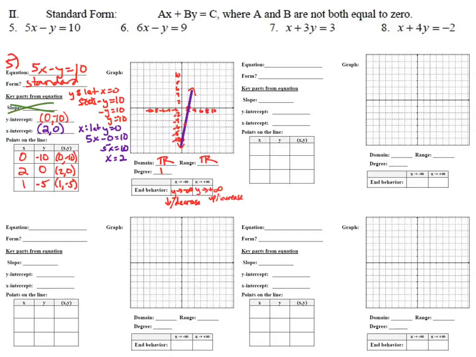All right. Let's look at one more in standard form. Let's look at number 7. So for number 7, we have x plus 3y is equal to 3. So again, we're not going to worry about the slope. We're simply going to look at our x and y intercepts. So if we look at the y-intercept, remember that's where x is equal to 0. We're left with 3y equals 3, so that means that y is equal to 1.